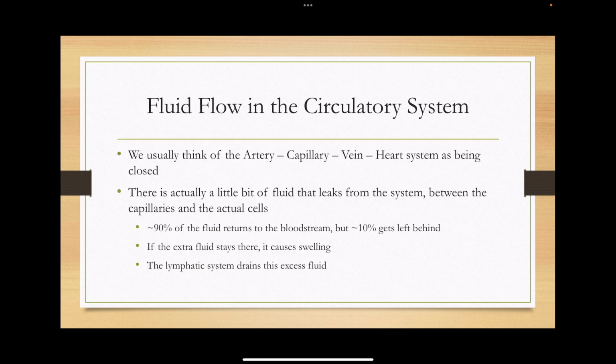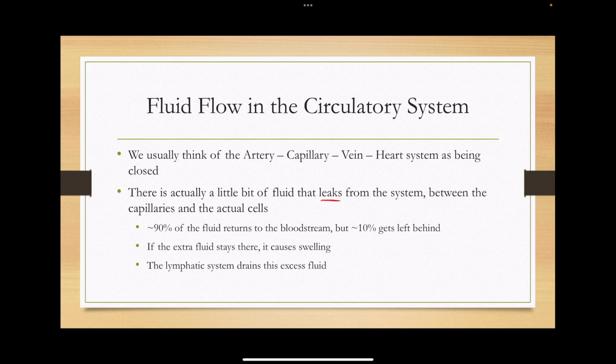So where does that lymphatic fluid come from exactly? Well, we usually think about the circulatory system as being a closed system, right? The blood goes from the arteries to the capillaries, down to the cells, back up into the capillaries, to the veins, and up to the heart. It turns out that there's some fluid leakage in that process when the fluid is going in and out of the cells. It doesn't all make it back into the capillaries and veins, basically.